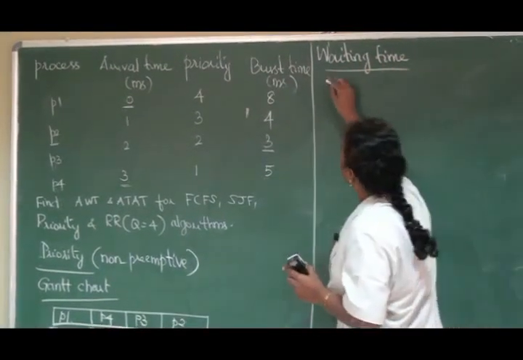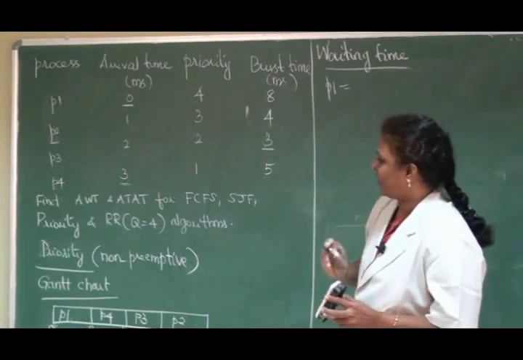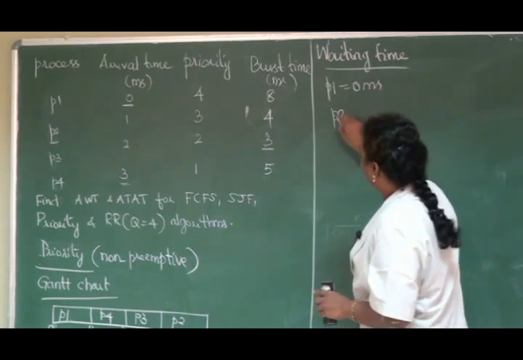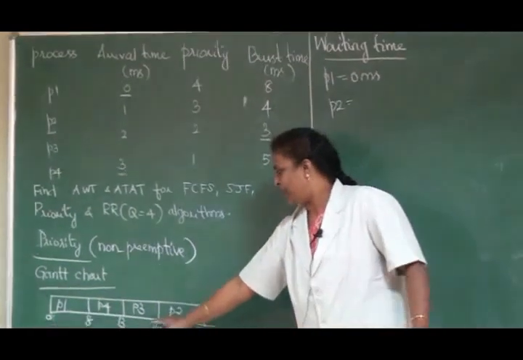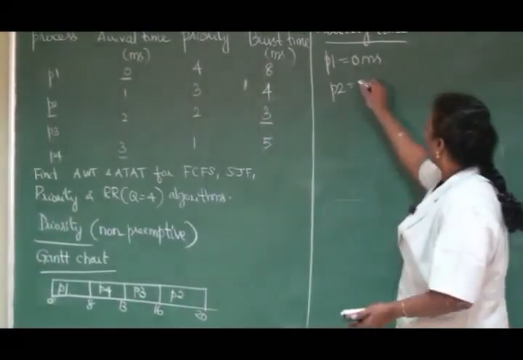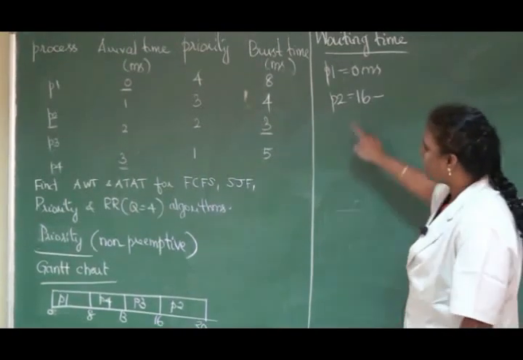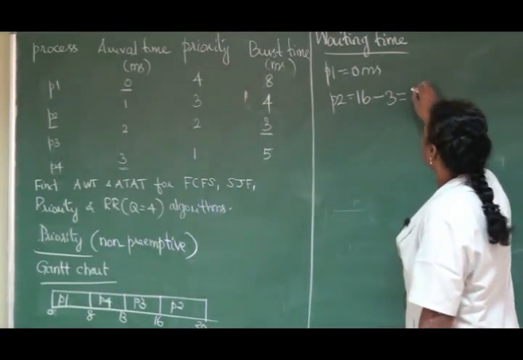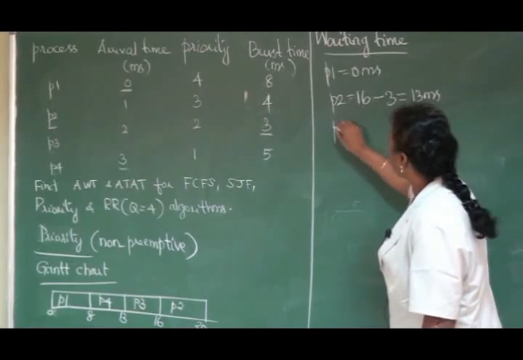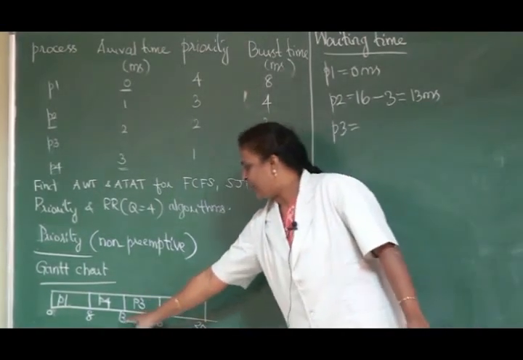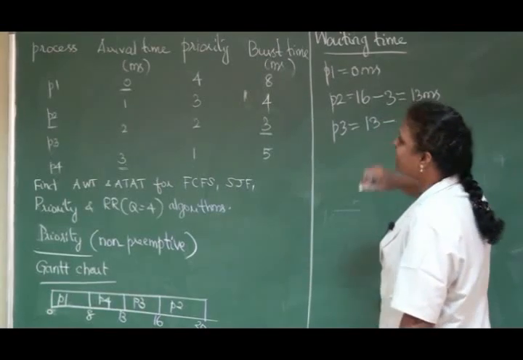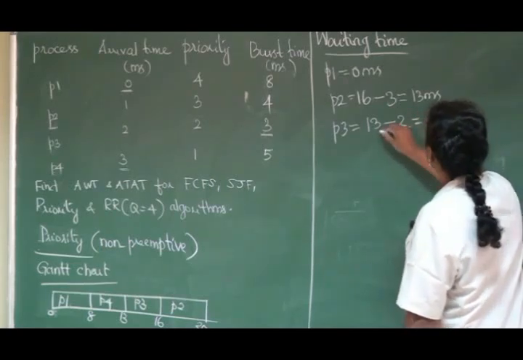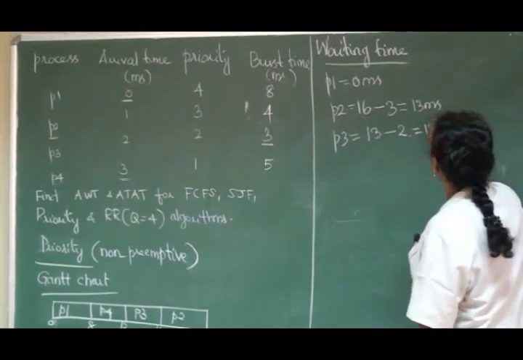So waiting time of process P1. P1 immediately got the CPU, so its waiting time is 0. And P2 is getting the CPU in the 16th millisecond. So its waiting time is 16 minus its arrival time. It arrived only at the 3rd millisecond, so 3. So 13 milliseconds. And similarly P3, its waiting time is 13 minus its arrival time. It arrived only at the 2nd millisecond, so 2. So here it is 11 milliseconds.